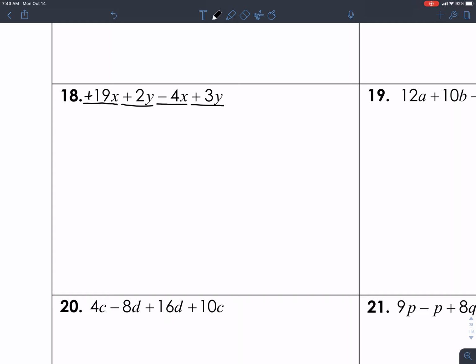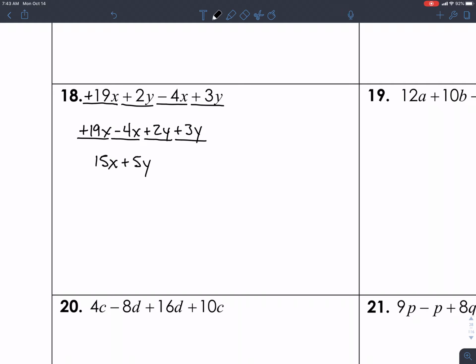Okay, let's move our x terms. Let's go alphabetically. X comes before y, so let's move all of our x terms to the front. The 19x can stay there. The negative 4x gets moved. Plus 2y plus 3y. Okay, so now let's underline them again, and let's combine the terms that have the same letter. So 19 minus 4, that gives me 15x. 2 plus 3, that gives me 5y.